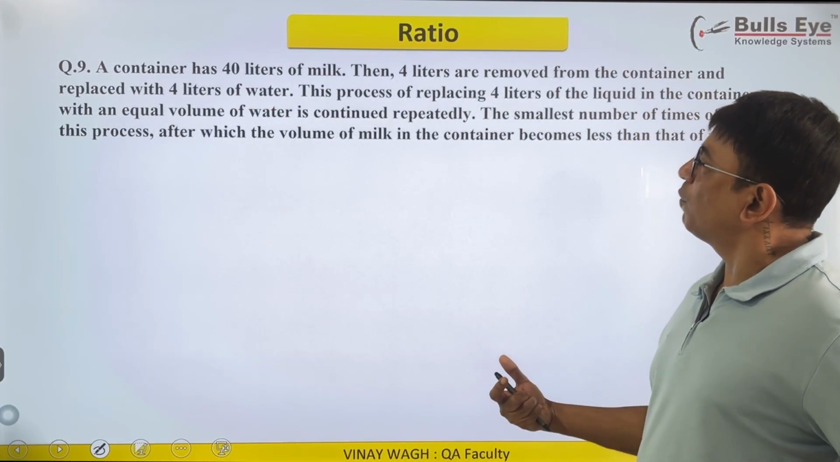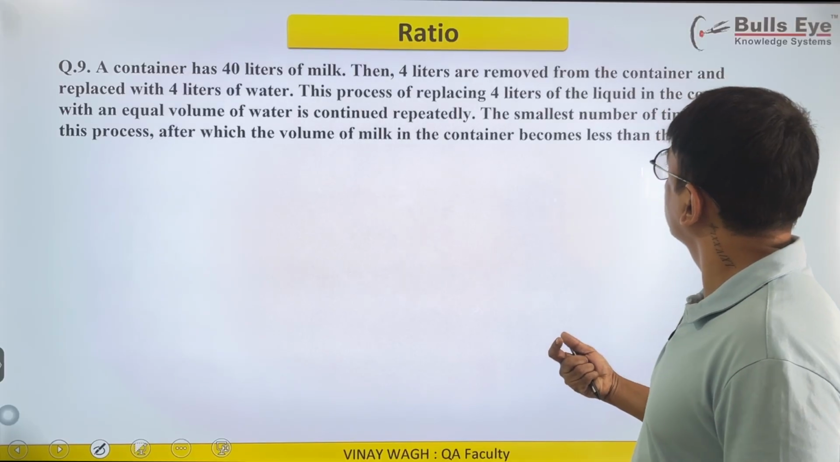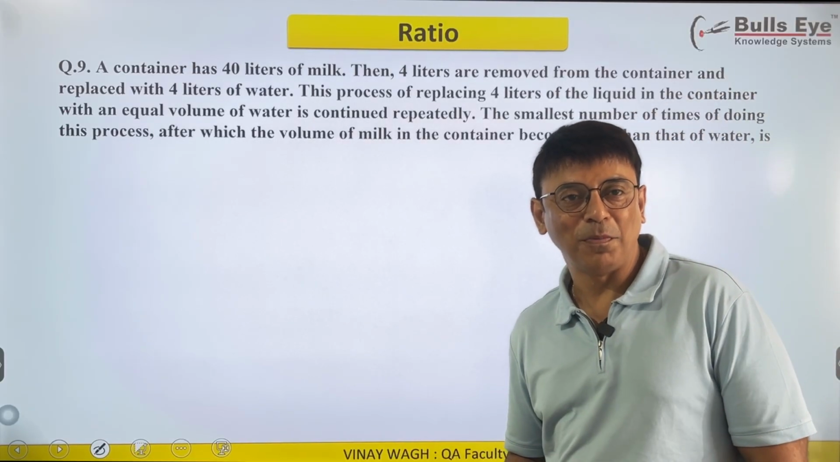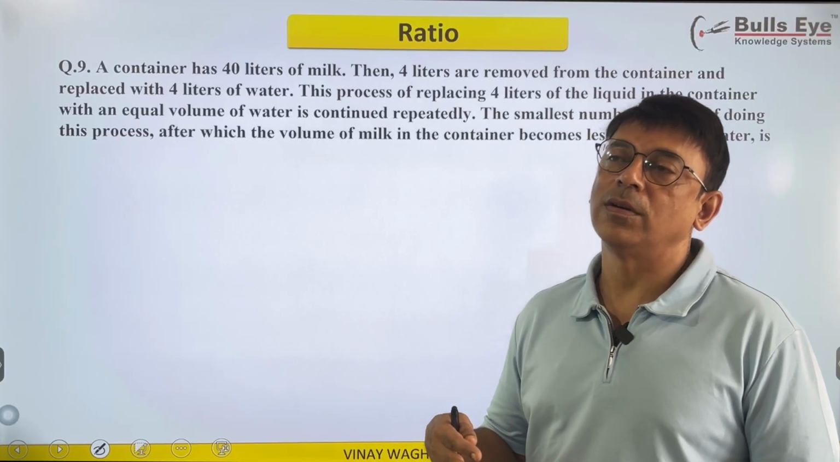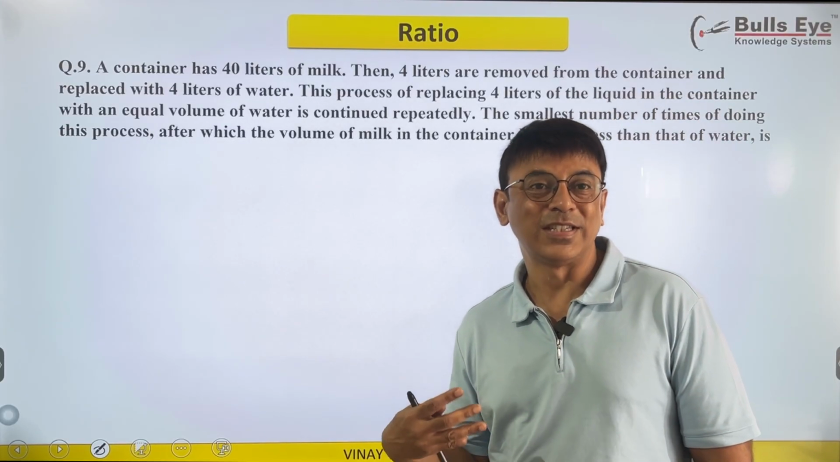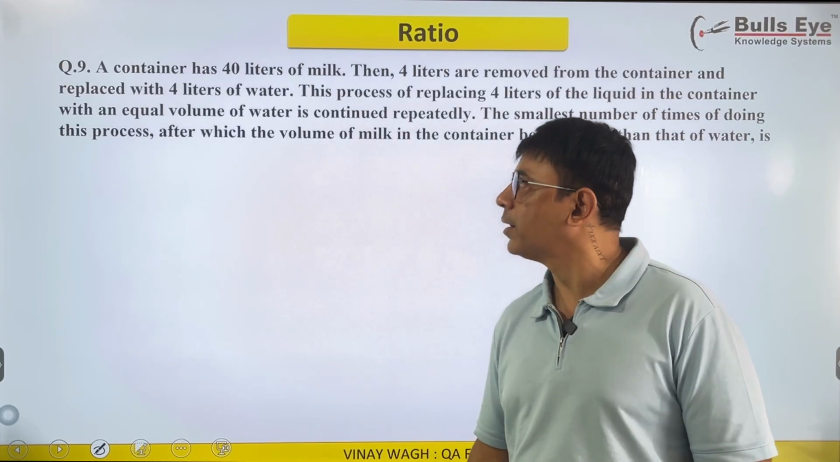A container has got 40 liters of milk, 4 liters are removed. We are back with the replacements and removal. So nice message, man. We can't really keep this topic out of our preparation strength. So this has to be your strength.